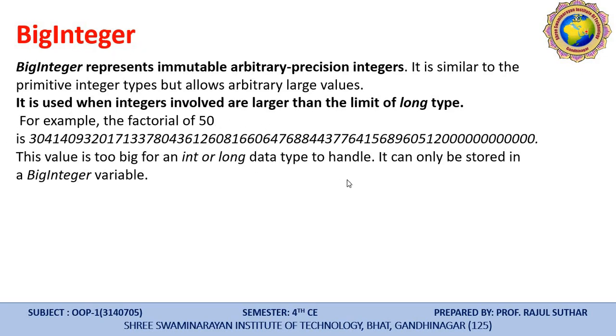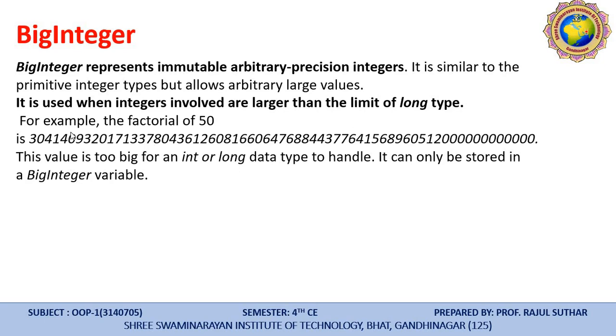Instead of Java, in C as well as C++, we are using the long integer as well as double or float value for the larger value, as well as signed and unsigned integer also covered in C language. Here big integer is used when the integer involved is larger than the limit of long type.